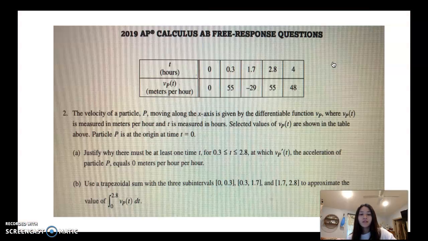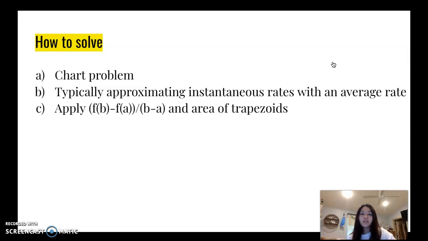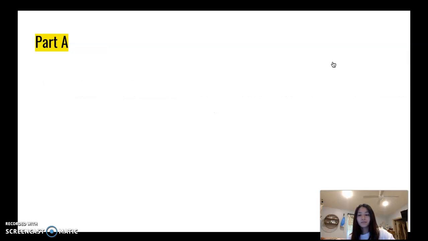A and B. So here's the problem, and as you can see, we're given a chart, so we can deduce that out of the 6 types of AP FRQ questions, it is a chart problem. And a tip is that when it's a chart problem, we're typically approximating instantaneous rates with an average rate. So based off of that, we are going to be applying the f of b minus f of a over b minus a equation and area of trapezoids.